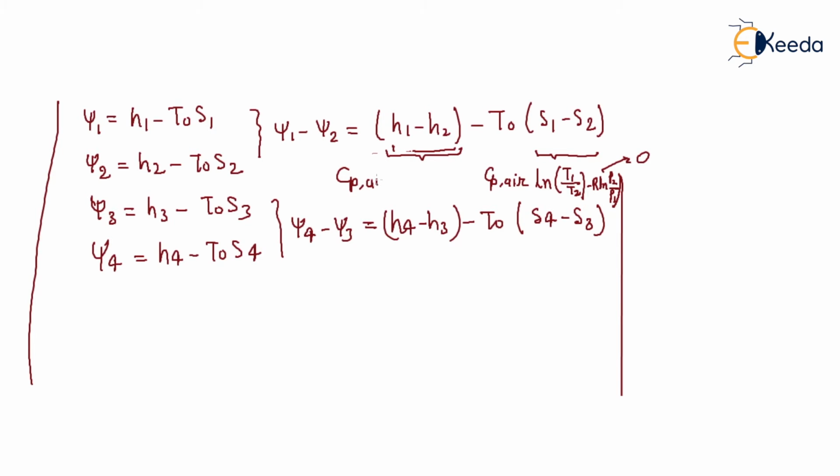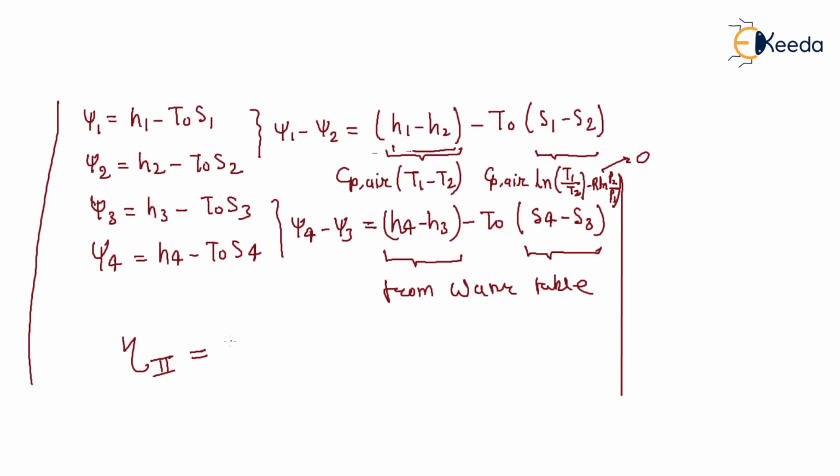Cp of air (T1 minus T2), right? And this is your Cp of air ln T2 by T1. And this is for water, you take from the water table. So you have calculated the second law efficiency and it comes out to be 61.4%. Okay, so this is your second law efficiency, right?